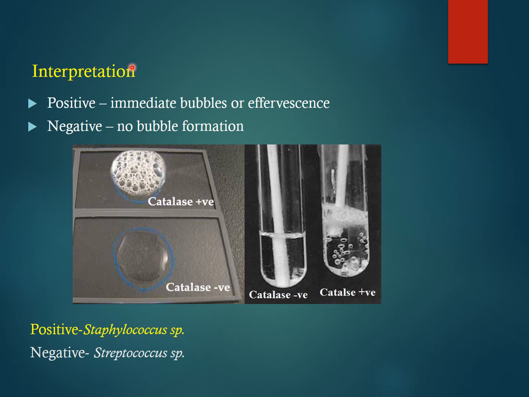Interpretation and results: if the given organism is catalase positive, it will produce bubbles as you see in this picture. If the given organism is catalase negative, it will not produce any bubbles. Example for catalase positive organism is Staphylococcus species, and example for catalase negative organism is Streptococcus species.